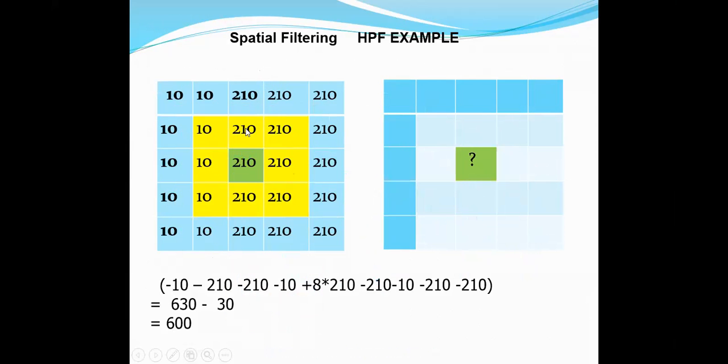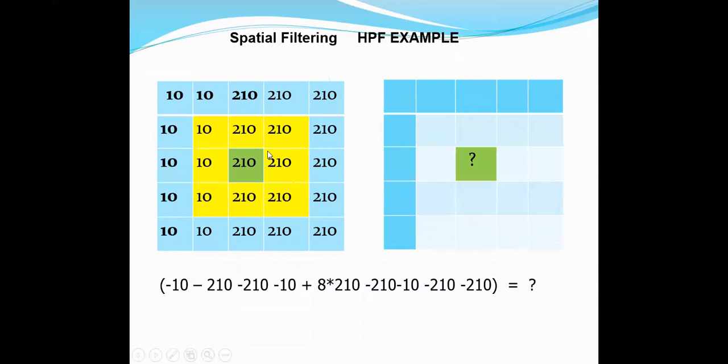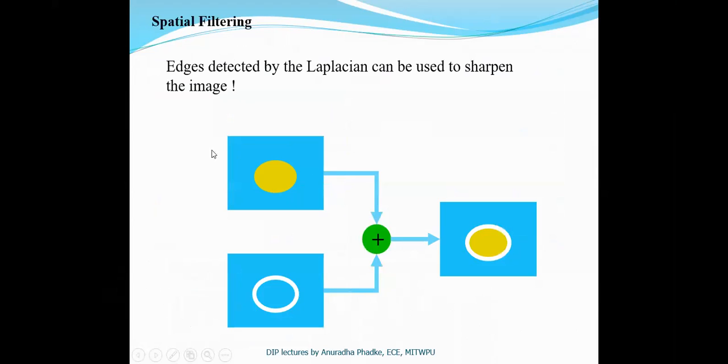And if we consider this particular area again, and consider the next pixel, here there are constant gray values, and corresponding to this, you will get a result of 0, right? Because if you apply this mask, 8 surrounded by -1, on this image, your 8 into 210 will be cancelled with all these values which are 210, and you will get a 0 value. So basically, these sharpening filters are useful to detect edges.